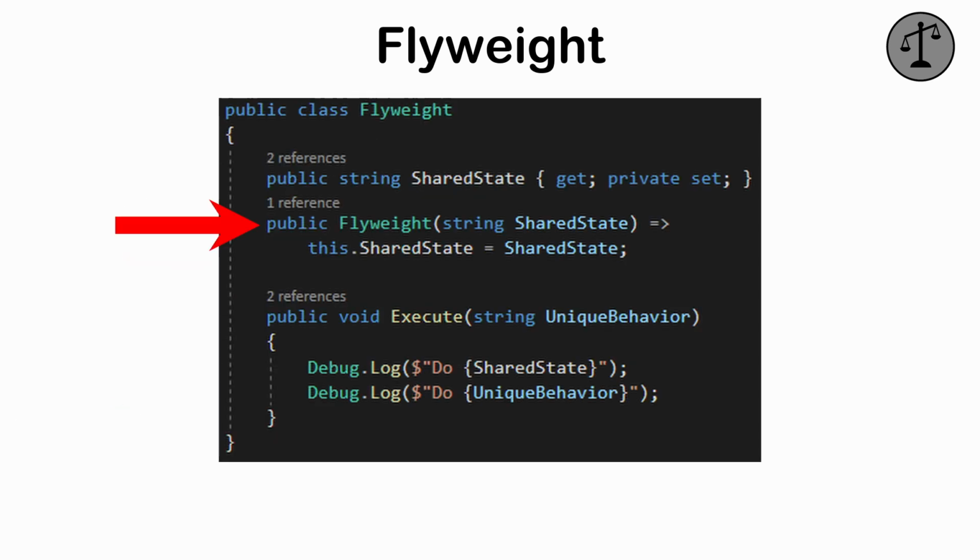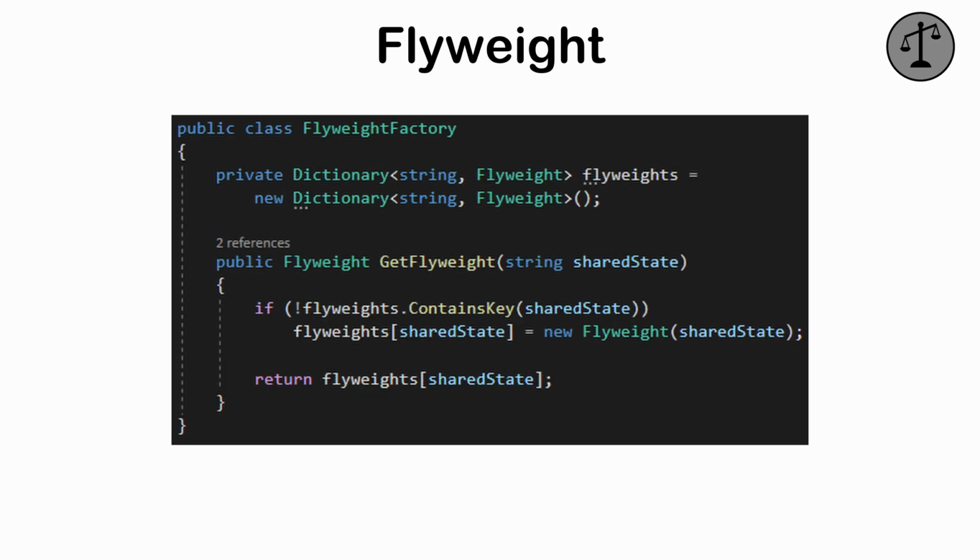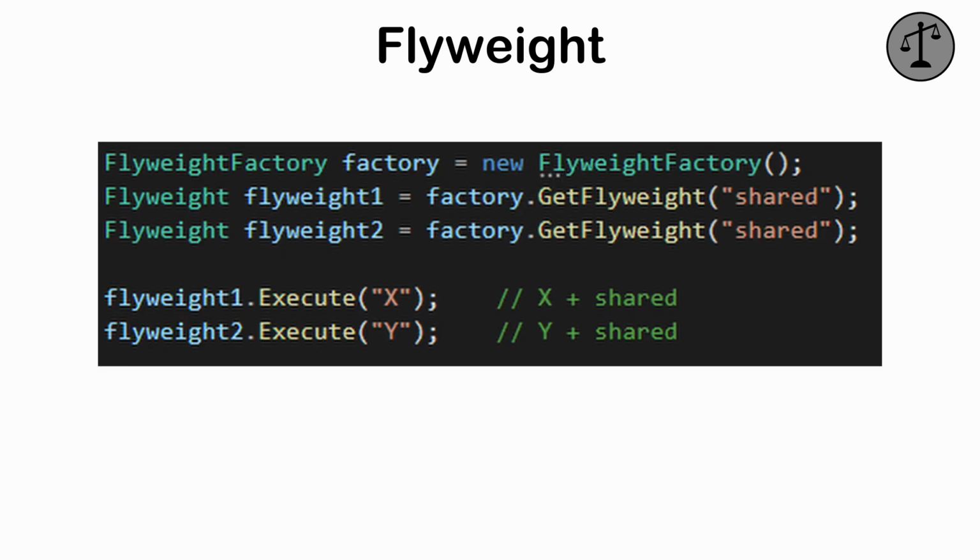Begin by separating intrinsic or shared properties from extrinsic or unique ones. Then, create a factory to manage the shared state. This pattern excels in efficiency, but adds complexity in managing the shared resources.